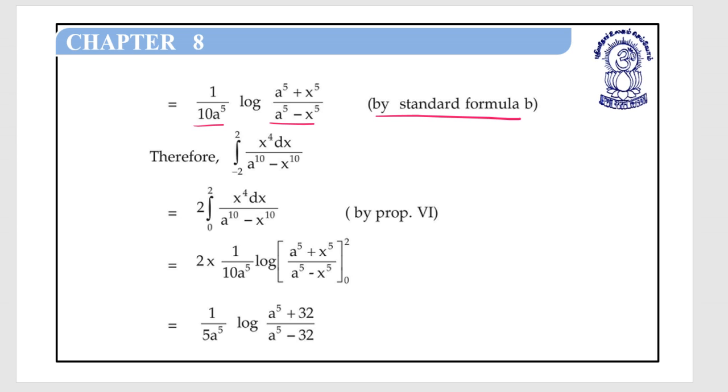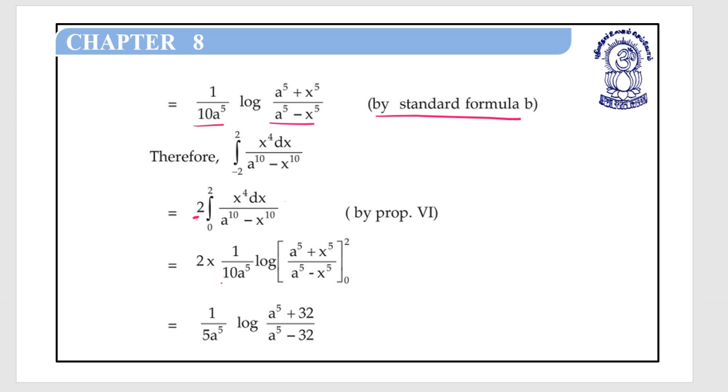Okay. So therefore minus 2 to 2 x raised to 4 dx upon a raised to 10 minus x raised to 10. 2 common. Minus 2 to 2 it becomes 2, 0 to 2, limit change. x raised to 4 dx upon a raised to 10 minus x raised to 10, using the properties.